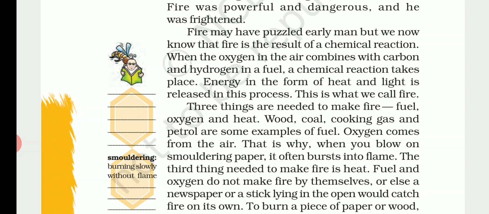What is the third component of fire? Heat. So fuel and oxygen do not make fire by themselves. If any one component is missing... What are the three components of fire? Heat, oxygen and fuel. Out of these three, if any one is missing, you cannot produce fire. We will see examples later on. So it is said that fuel and oxygen do not make fire by themselves.